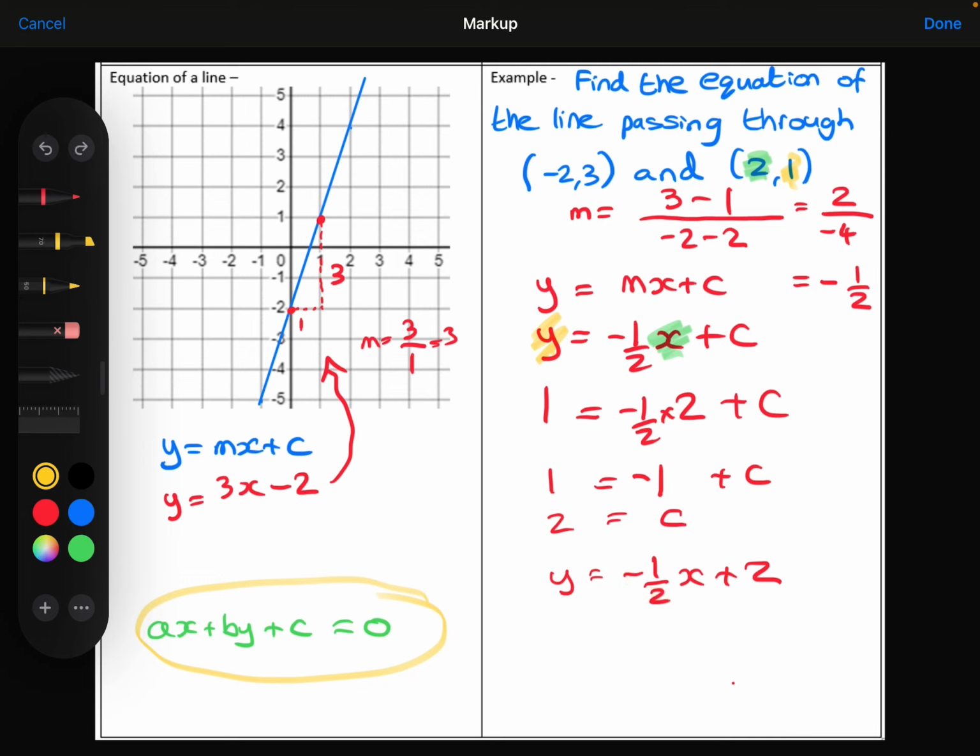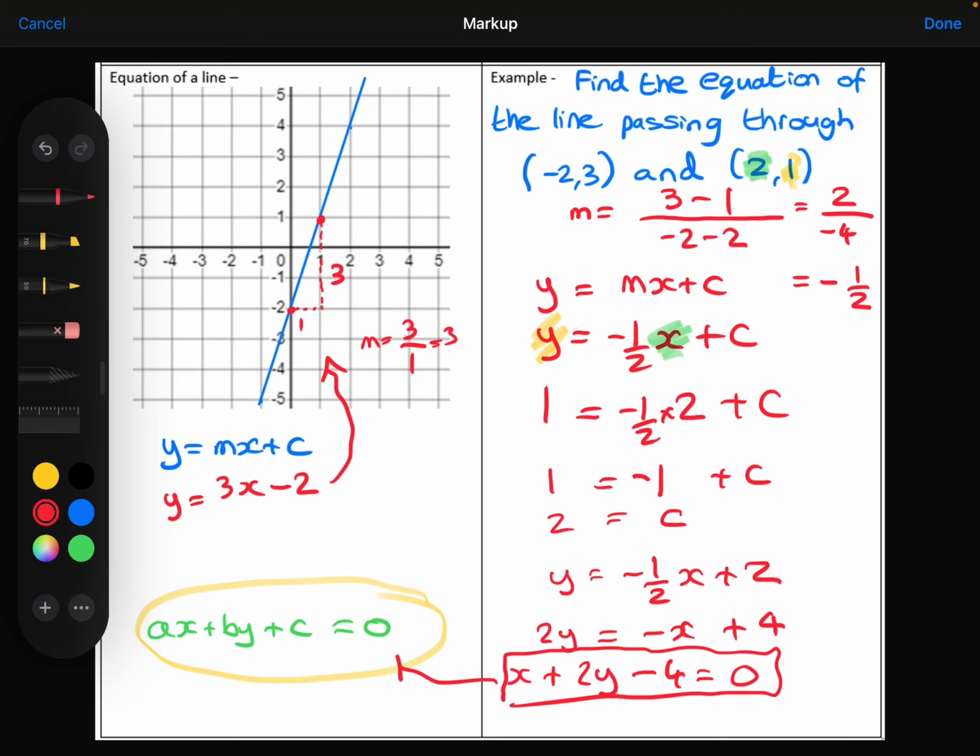So what I'm going to do is multiply both sides by 2 to get rid of this fraction. So timesing the left-hand side by 2, I'll get 2y. Timesing this by 2, I'll just get minus x. And timesing the 2 by 2, I'll get 4. And now what I'm also going to do is add the x to both sides, so it becomes a positive. And I'm also going to subtract the 4 from both sides so that it equals 0. And now this is in that form that sometimes the questions will ask you to do.